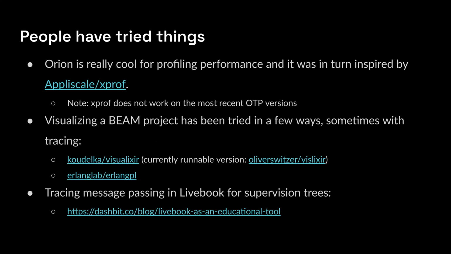A lot of people have done things to try to visualize the Beam, and some of those use tracing, some do not. These are some examples. Visualixir seems cool, or Vislixir is the current fork that works. And Erlang PL seems to do something interesting as well. And then there's tracing message passing in Livebook for supervision trees. That functionality is based on tracing messages, which is also something tracing can do.